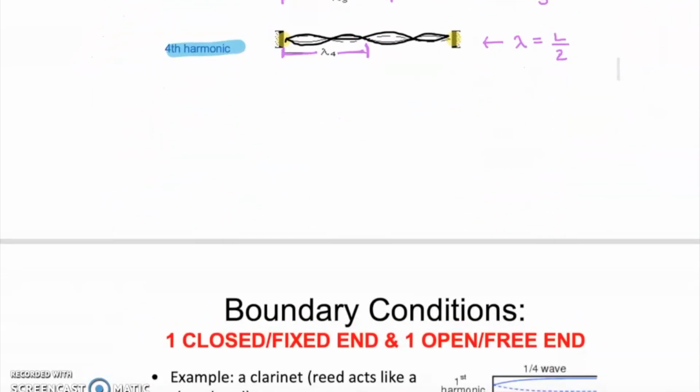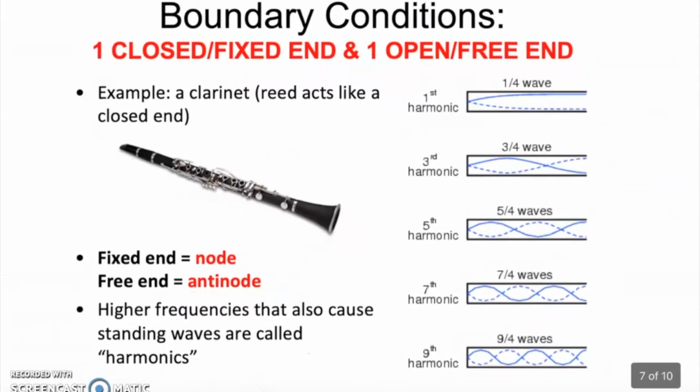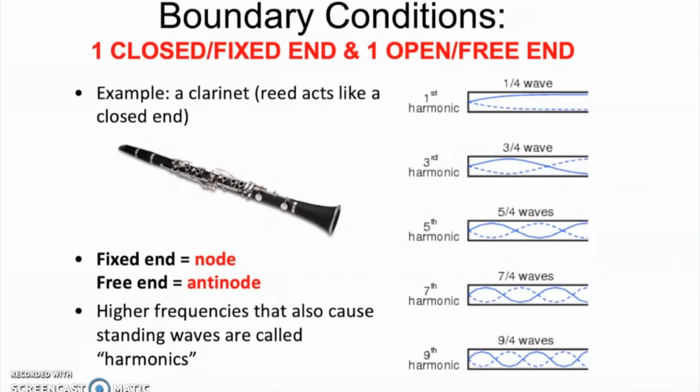Next up, let's consider a different boundary condition, where one end is going to be closed or fixed, and the other end is going to be free or open. Notice that I'm introducing a tube here, and I'm grouping together the fixed end of a string with a closed end of a tube, kind of like a clarinet. The closed end being this end, the reed where you're blowing through. That's where the air is restricted.